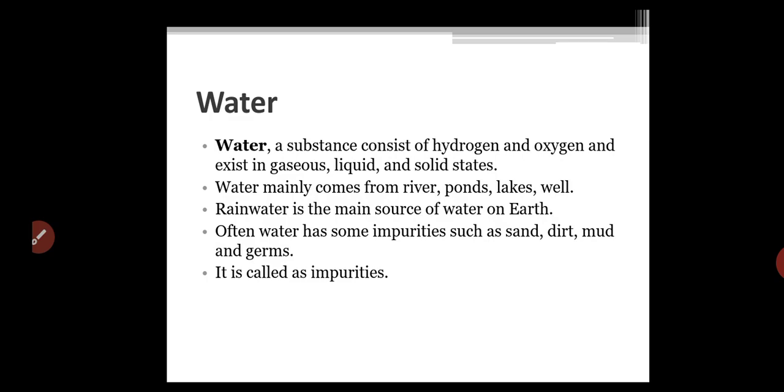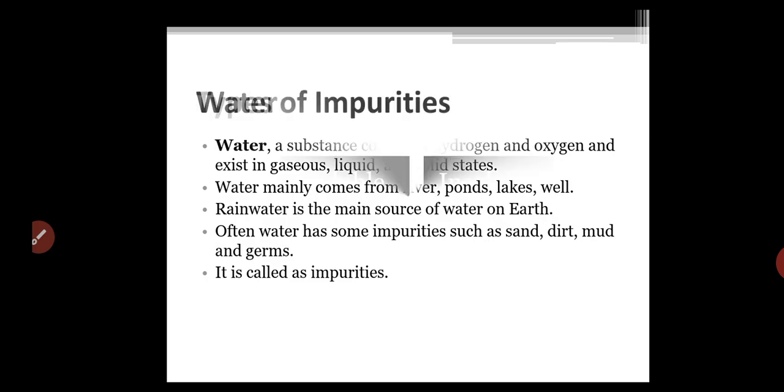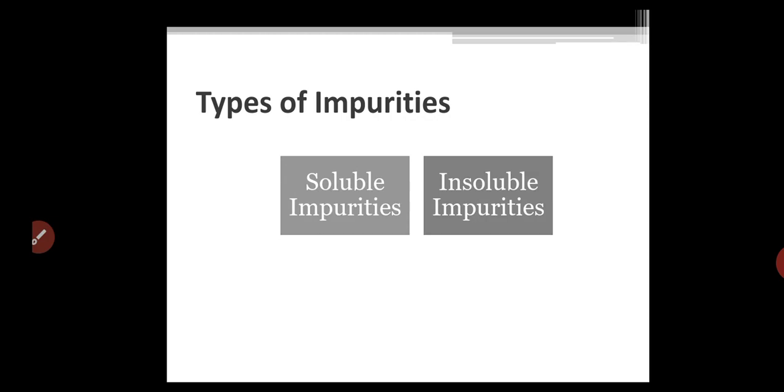Water mainly comes from river, pond, lake, well, etc. Rainwater is the main source of water on earth. Often water has some impurities such as sand, dirt, mud and germs, and they are called impurities. And there are two types of impurities: soluble impurity and insoluble impurity.